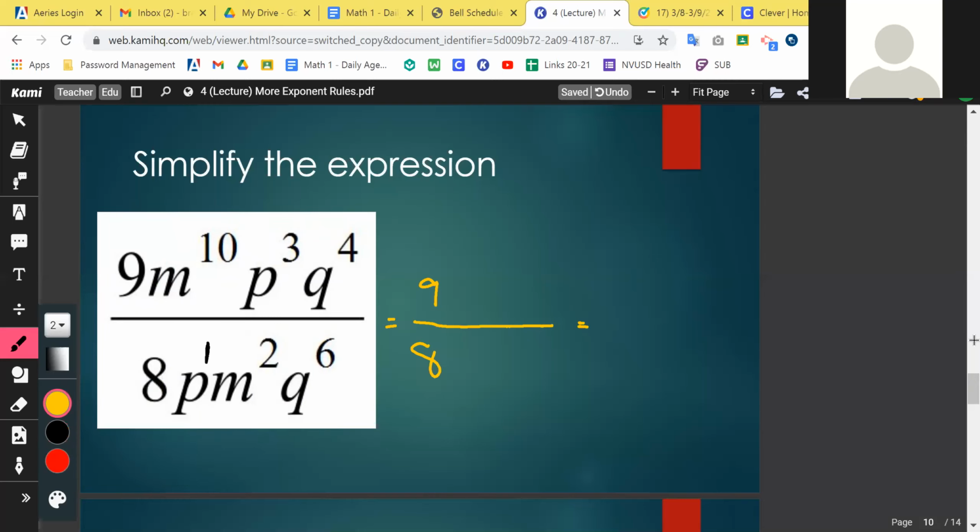So m's are going to go first. So I have 10 on top, only 2 on the bottom. So 10 minus 2. Okay. Now, p's, I have 1 on the bottom and 3 on top. So p's are going to go on top, 3 minus 1. And then q's, 6 on the bottom, 4 on top. So q's are going to go on the bottom, 6 minus 4. Okay, so my final answer, at the top, I have 9 m to the 8th power, p squared. 8 on the bottom, q squared.